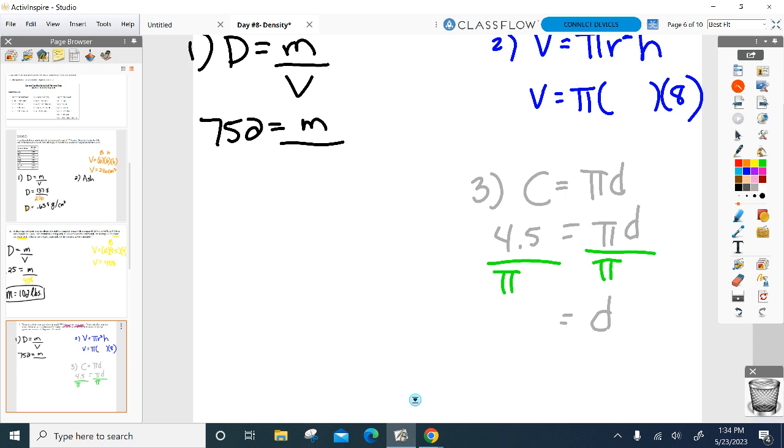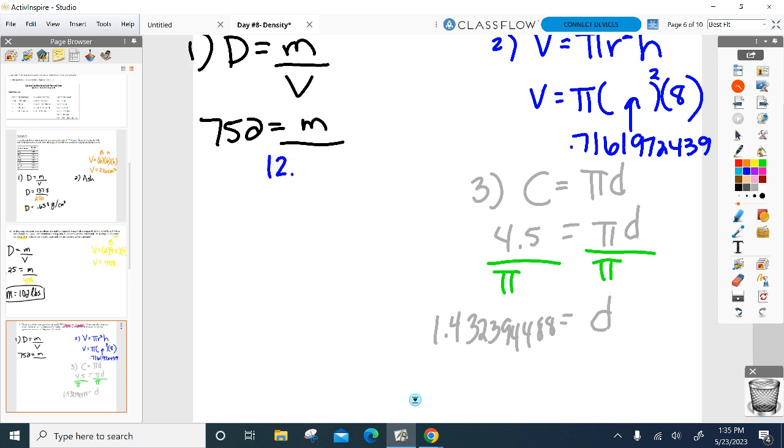So let's write it all out here. 1.43239448. Cut it in half and you get your radius. Boom, there's my radius squared, remember, squared. Find the volume, don't round it. Plug it back into your density formula. So everyone should have a volume of 12 point change, 89155039. And it says approximate, right? So to me, that's nearest whole number here.